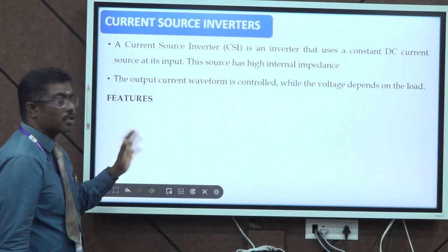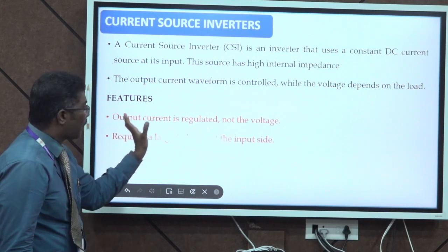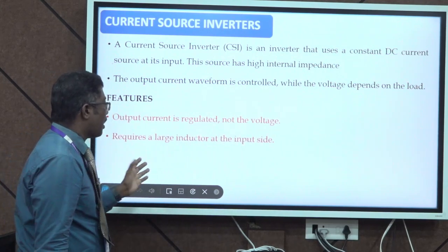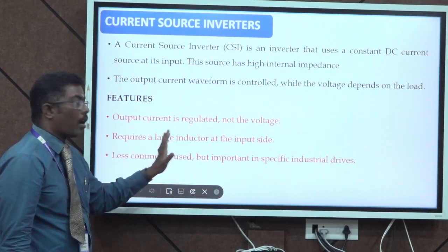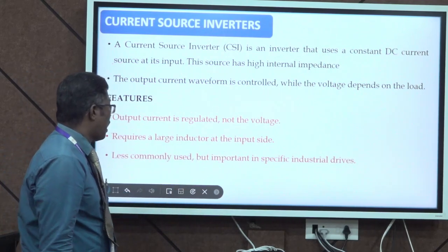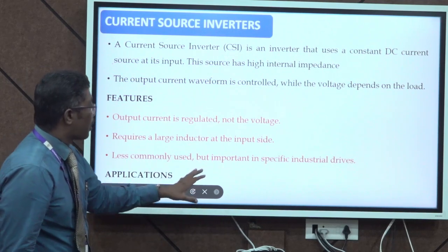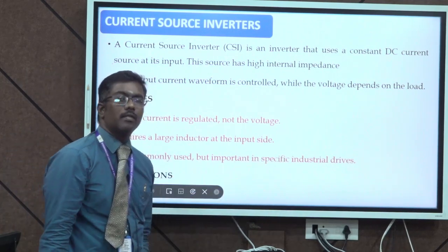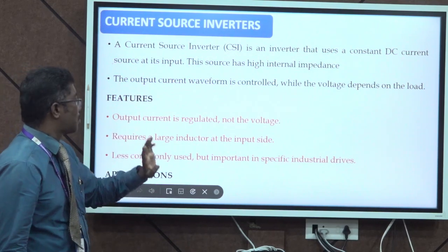And the key feature of the current source inverter is that the output current is regulated, not the voltage. The main drawback of the current source inverter is the requirement of a large inductor at the input side. These current source inverters are less commonly used but important in specific industrial applications wherever current control is required. In that case we can go with current source inverters.